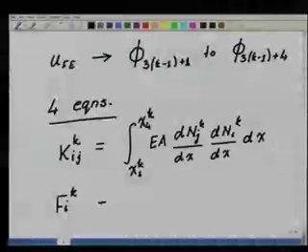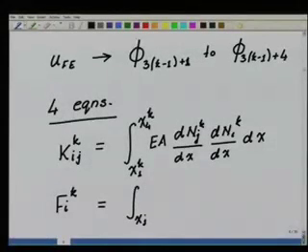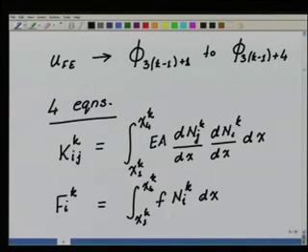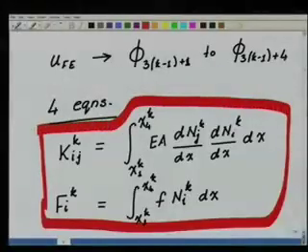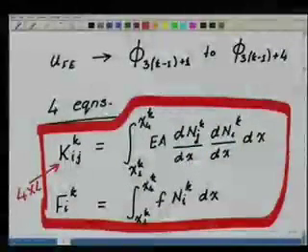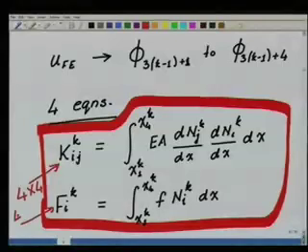Okay. Similarly, the Fi for the element k is integral from x1 of k to x4 of k f nik dx. I am not adding the boundary part because that will be added through the boundary condition. So this is what I am going to get at the element level. These are going to be my element level equations. And you see that this one is a 4 by 4 system matrix, and this one is a vector of size 4.